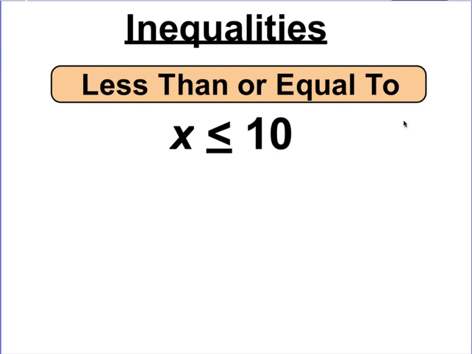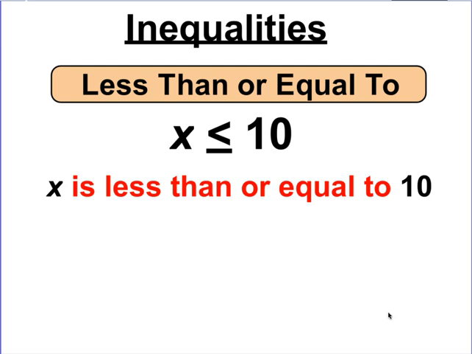Okay? So here we're talking about less than or equal to. X is less than or equal to 10. So if something is less than 10, that's going to be 9, 8, 7, 6, 5, 4, and so on, all the way through negative numbers. Or equal, that means it also could be 10. So the solution set here is 10, 9, 8, 7, 6, and continue.